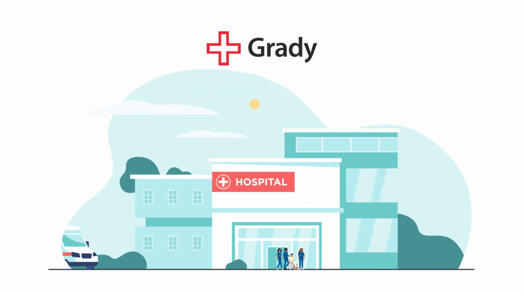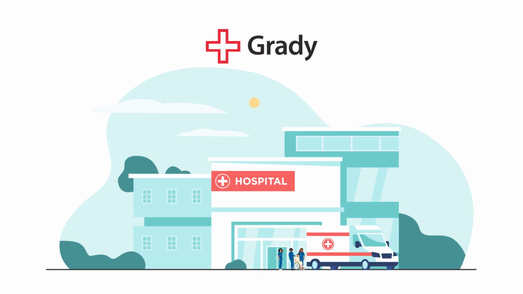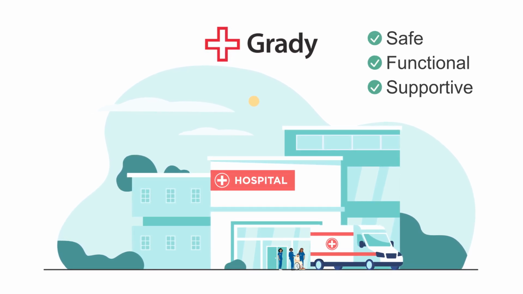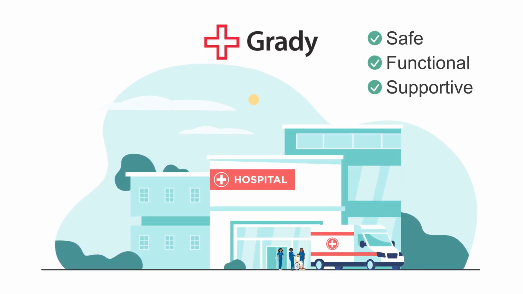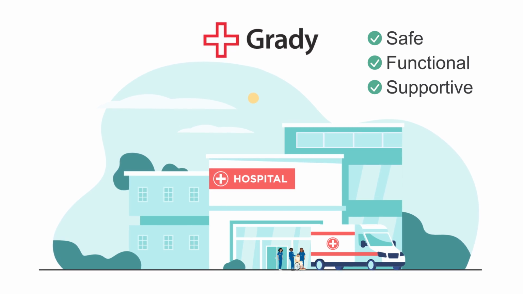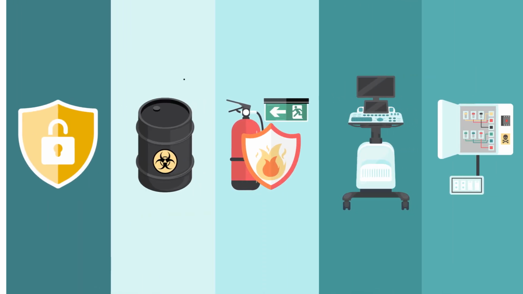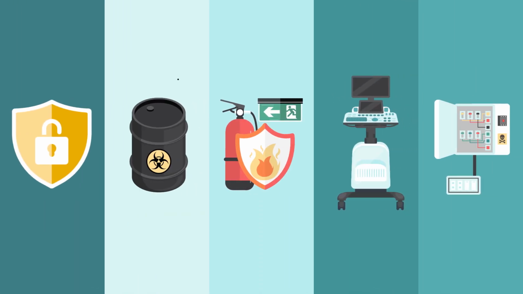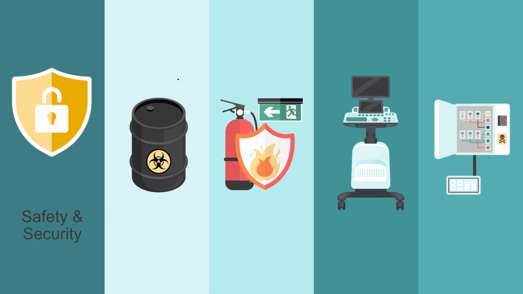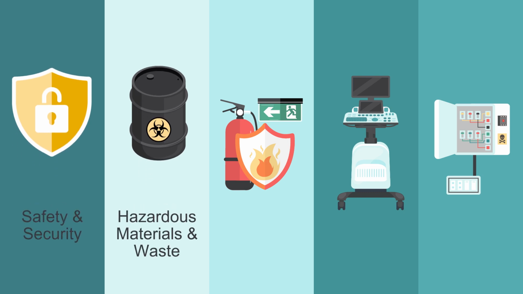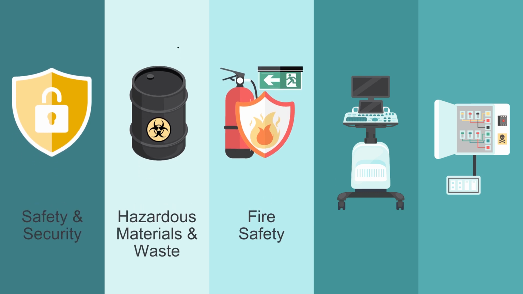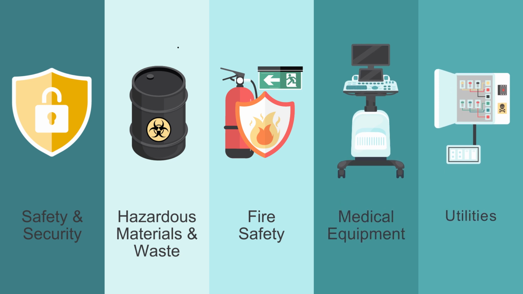The environment of care is a set of standards for providing a safe, functional, and supportive environment for our patients, staff, and visitors. Any of the 5 elements of environment of care can affect you while you're working: safety and security, hazardous materials and waste, fire safety, medical equipment, or utilities.